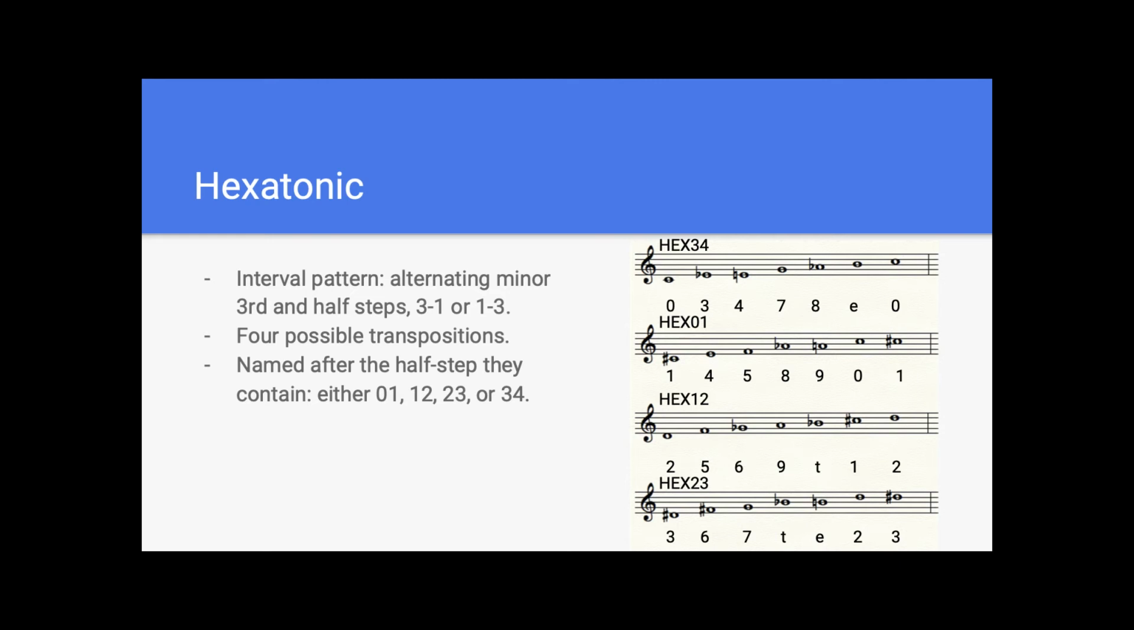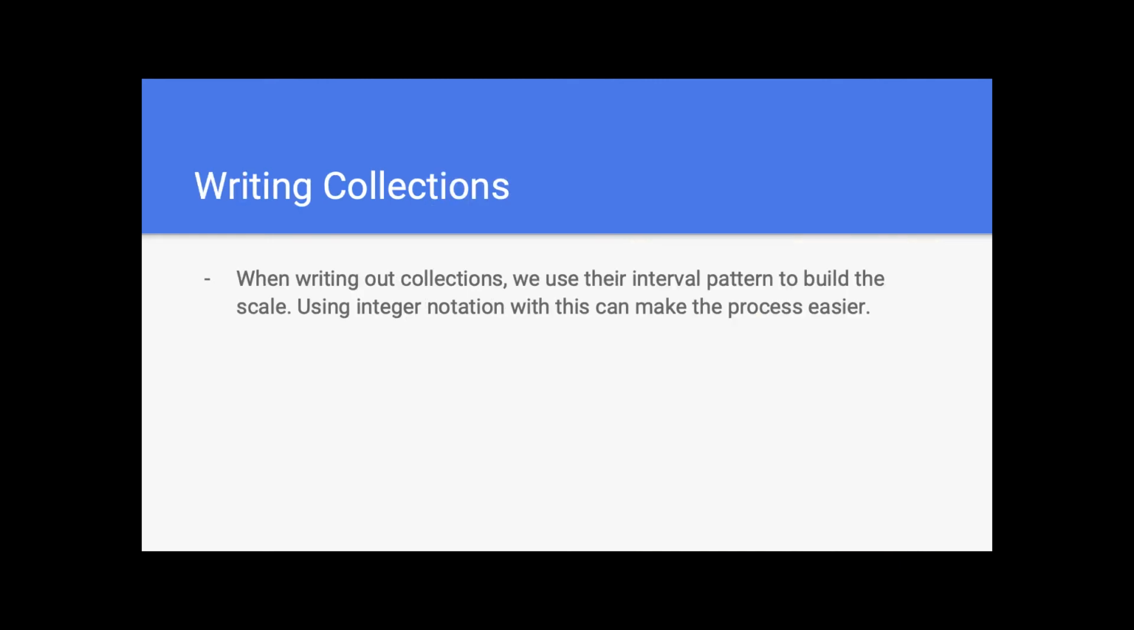All right, now that we've heard these scales and learned a little bit about their intervallic construction, it's time to write them. When you're building a symmetrical collection, it's really important to remember the interval patterns so that you can use that to write out the scale. Using integer notation makes this process much easier since you can just add the intervals to the pitch class integers, and, well, you'll see what I mean next.